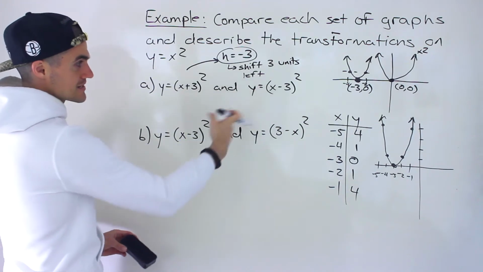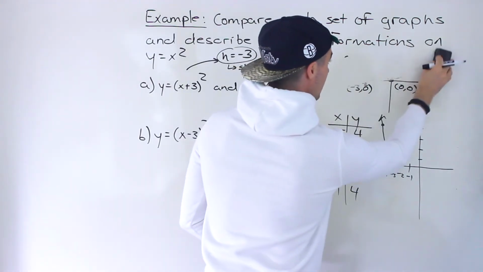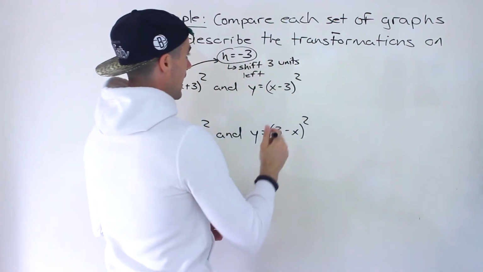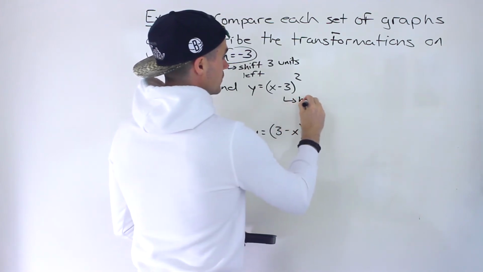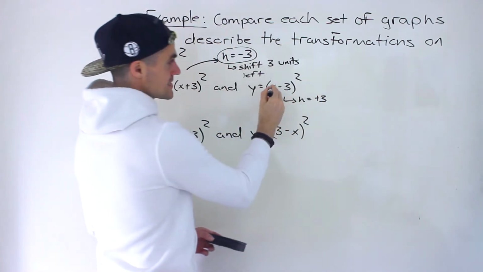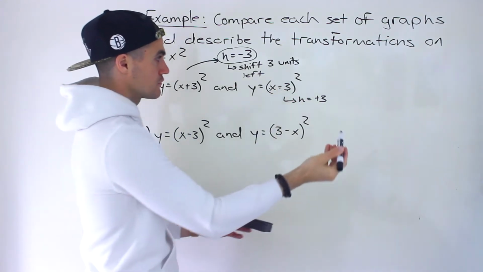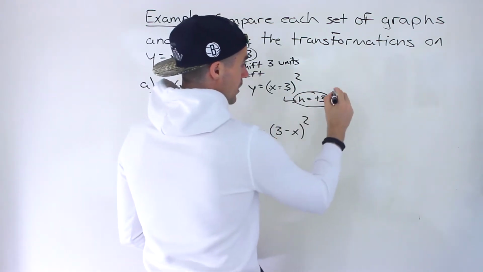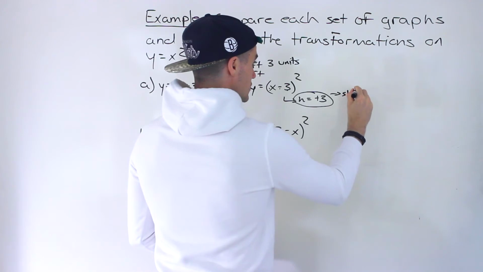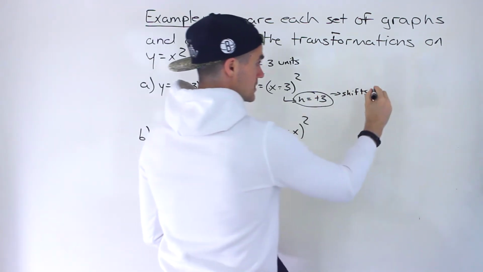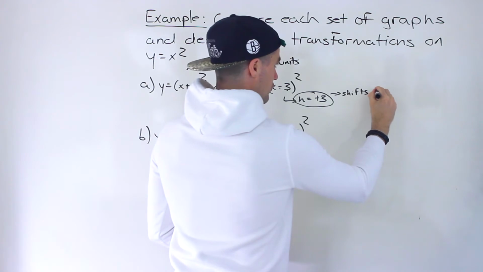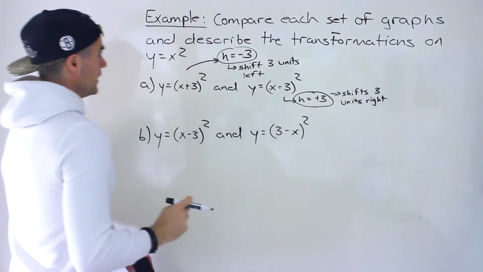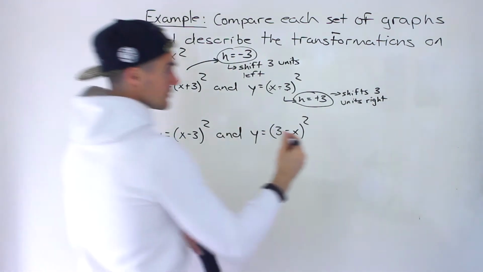Now what about this graph? y equals x minus 3 squared. What's going to happen then? Well, in that particular case, notice that here the h value is positive 3. Right? x minus h, x minus positive 3, that's the same as x minus 3 to the power 2. And if h is positive in general, what that does is it shifts the graph to the right. In this particular case, it shifts 3 units right.